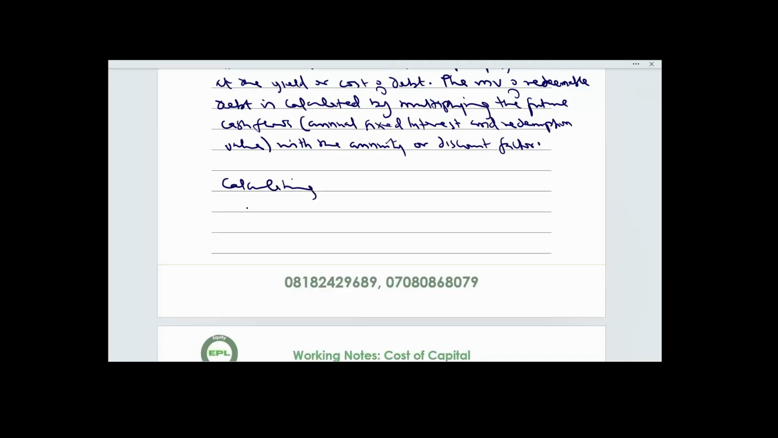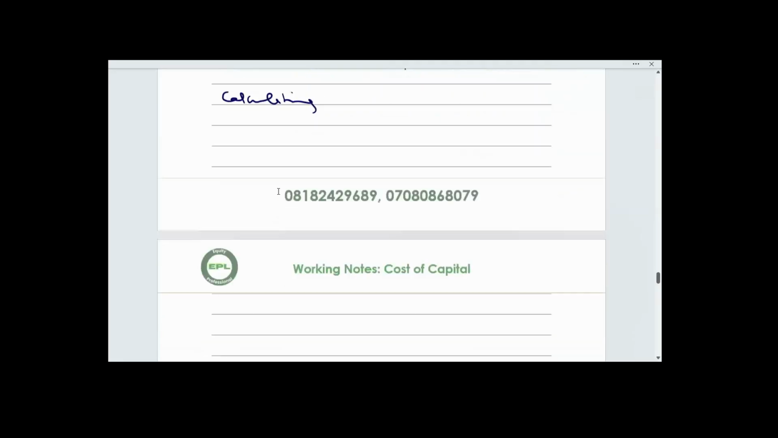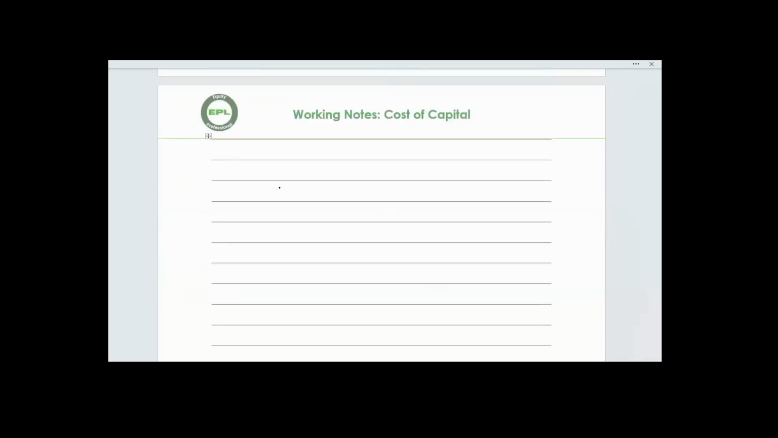Let me go to the next page. So calculating present value. Remember what I said. Market value is the same thing as present value. So if that is the case, just as if you want to calculate NPV.